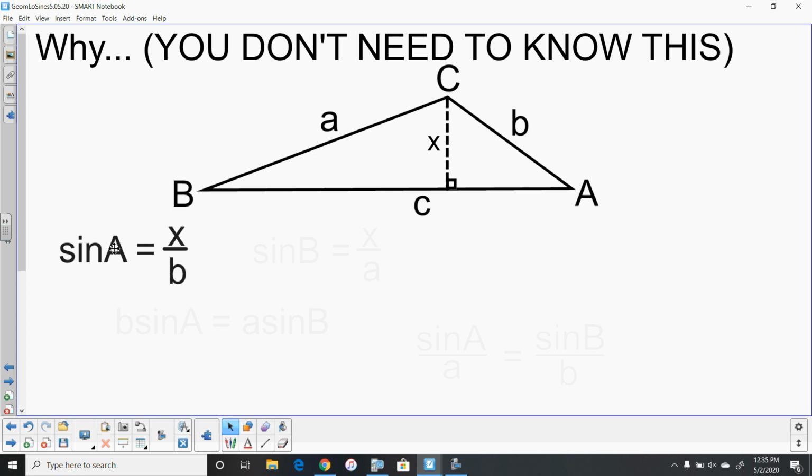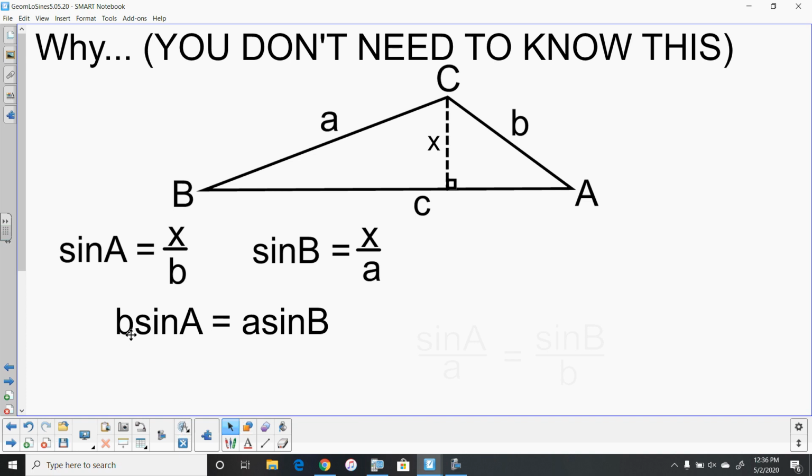If I take the sine of A, remember sine is opposite over hypotenuse, sine of A equals x over b, just in this little right triangle on the right. If I take the right triangle on the left, then the sine of B would be x over a. If you solve each of these equations for x, multiplying both sides by b here and both sides by a here, we're left with this equation. Divide both sides by b or by a, and we end up with this relationship. It's actually a pretty simple derivation. You do not need to know that.